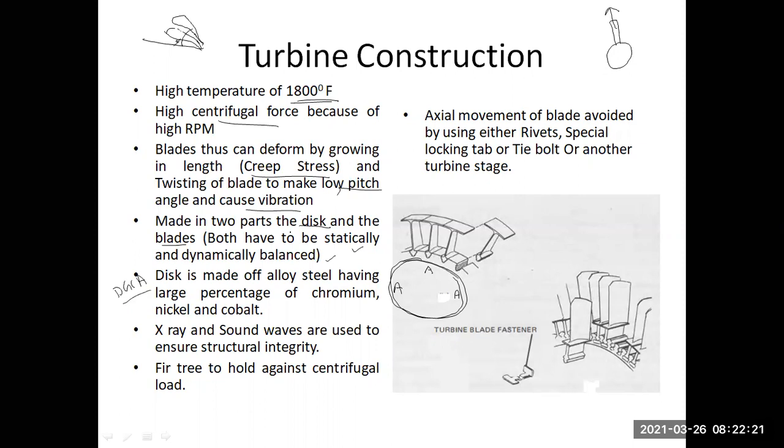Okay, how do we test it? We do the X-ray inspection and we do the ultrasonic inspection, that is sound wave inspection. Both the tests would be done on the material in question. And as I told you, the turbine has an axial load, right?